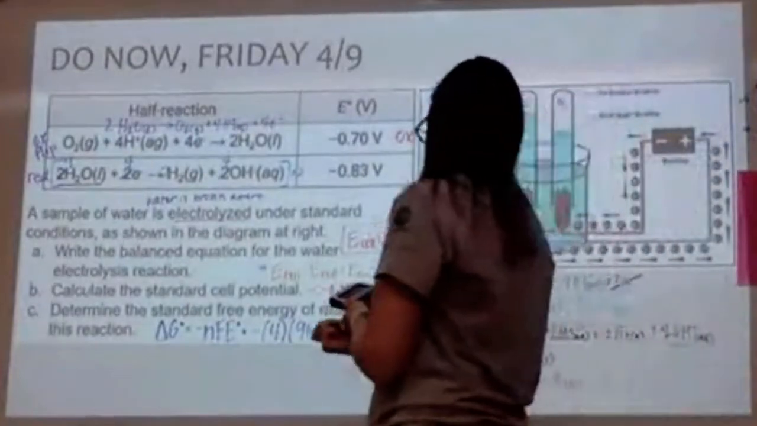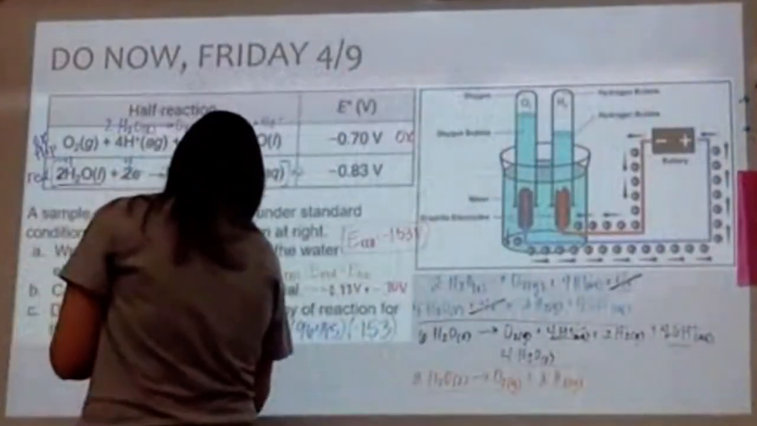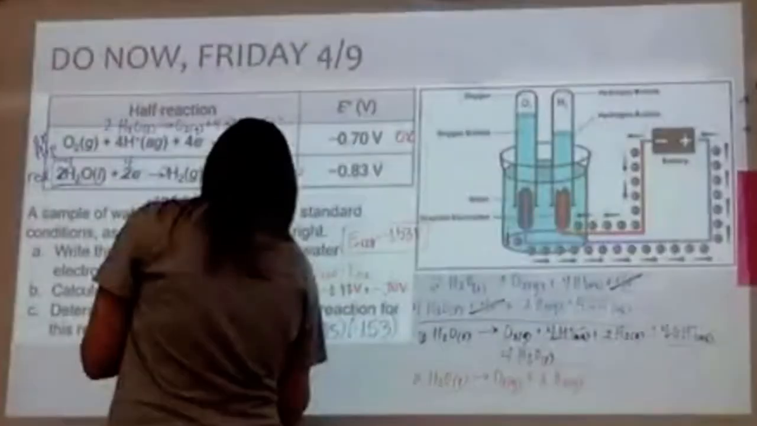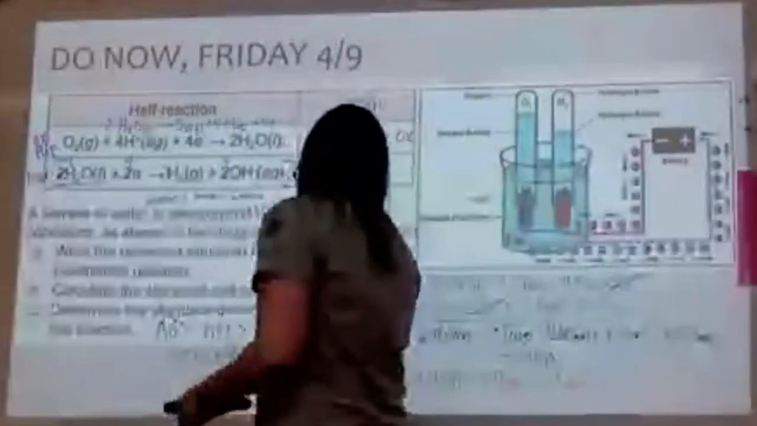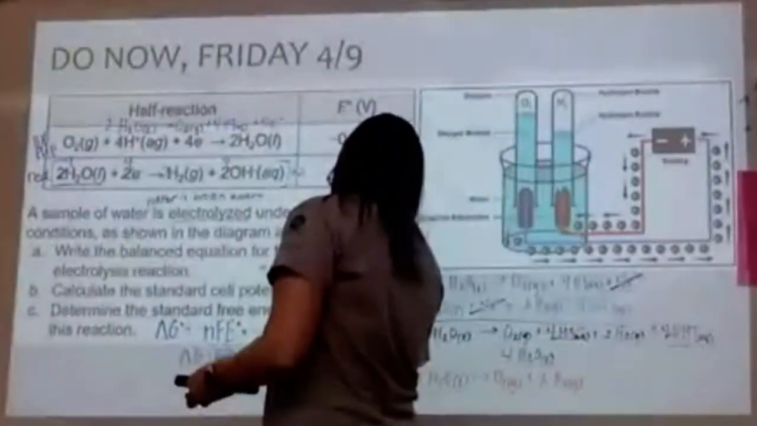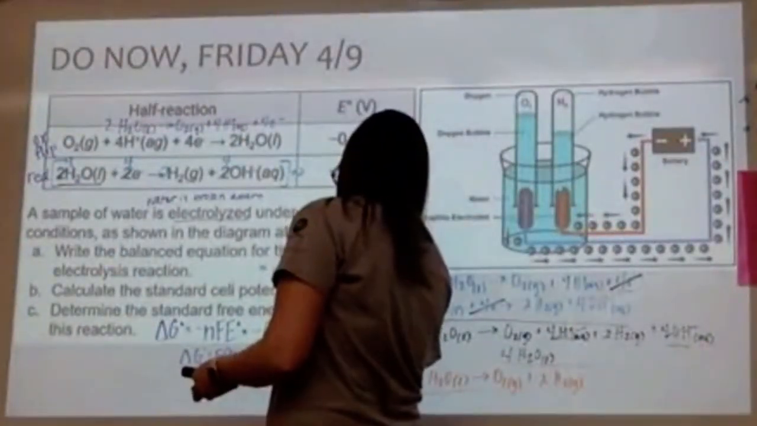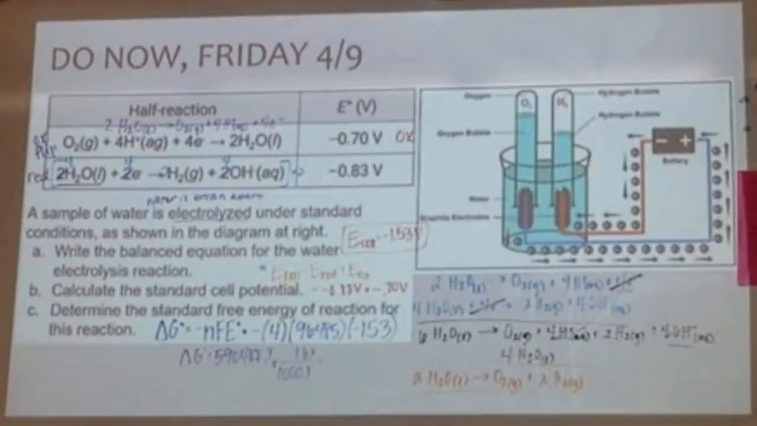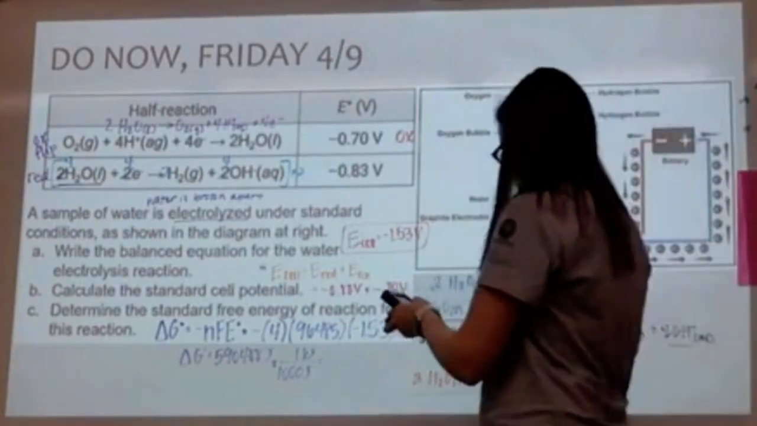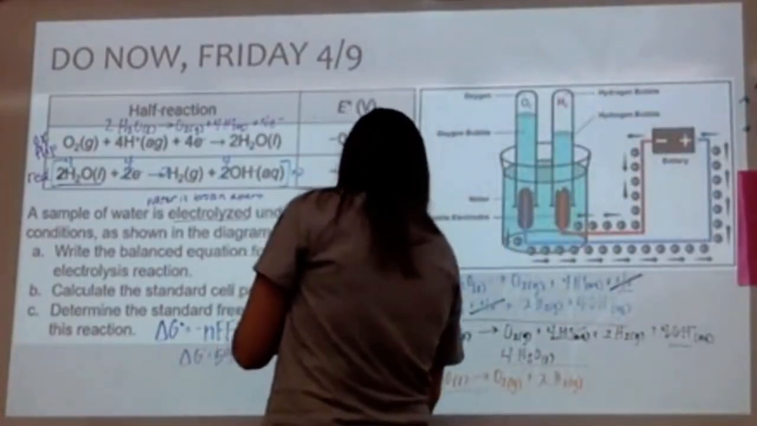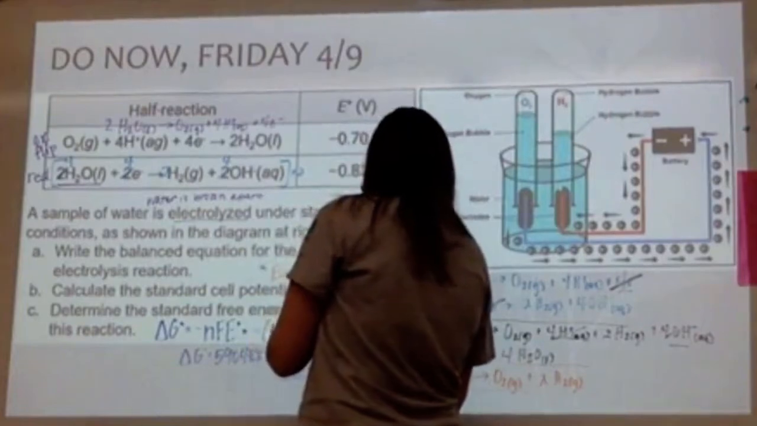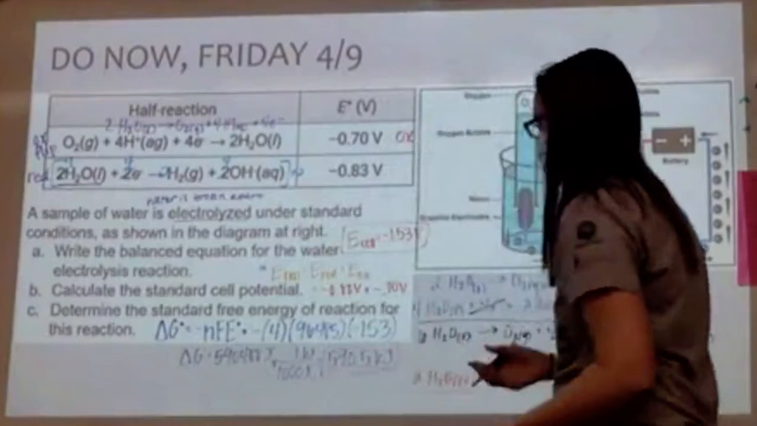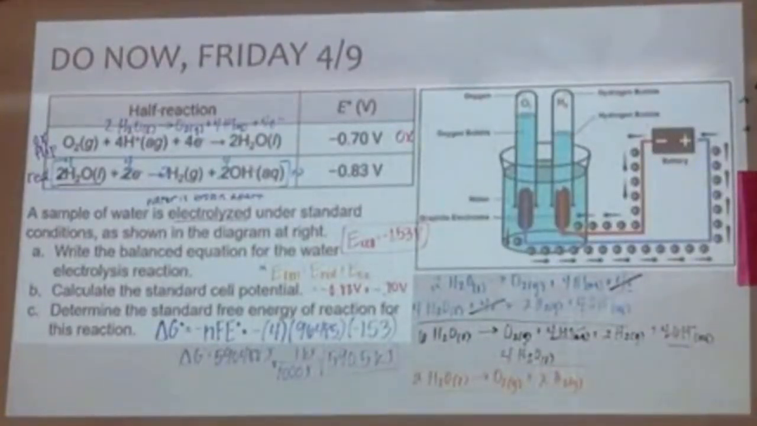Ooh, big number. Remember, this is in joules. 590,488 joules. Which is why it always is nice to put it in kilojoules, because the number is easier to work with. So once you get your answer, you divide it by 1,000, you get 590.5 kilojoules. You just have 590 to 3 sig figs, that's okay.